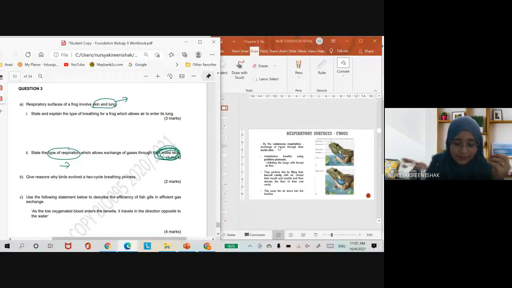So dua markah, give reason why birds evolve a two-cycle breathing process, because number one, flying is a high energy activity. Okay, second, therefore birds have a high metabolic rate, okay, and requires more oxygen, okay, during flying. So they evolve a two-cycle breathing process.